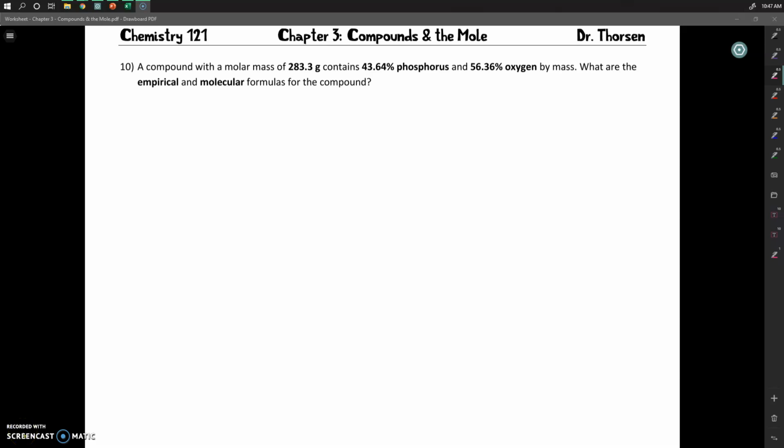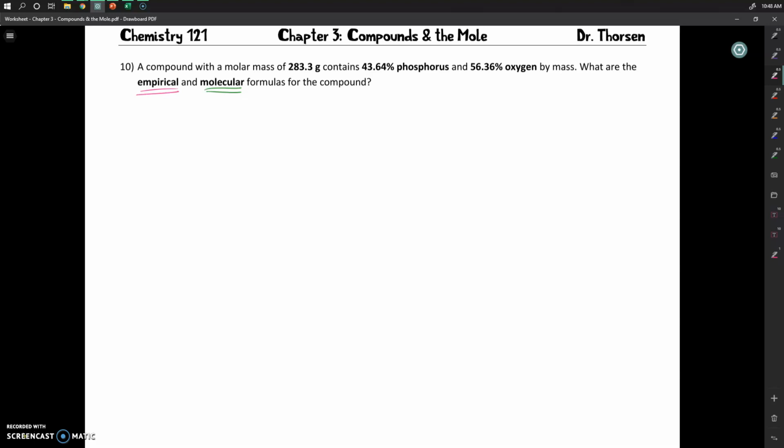All right, for this problem, we're going to be looking at how we can use the percent composition of a compound to figure out the empirical formula for that compound. Now, empirical versus molecular formulas are only different in the fact that an empirical formula represents the simplest whole number ratios between the different elements that are in a compound, whereas the molecular formula represents the compound itself.